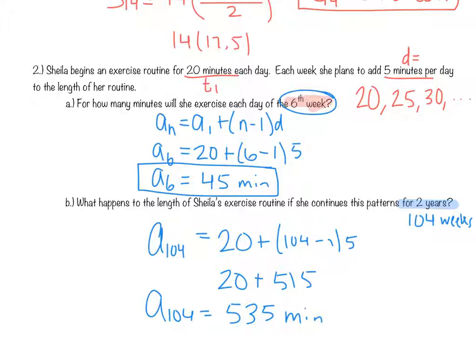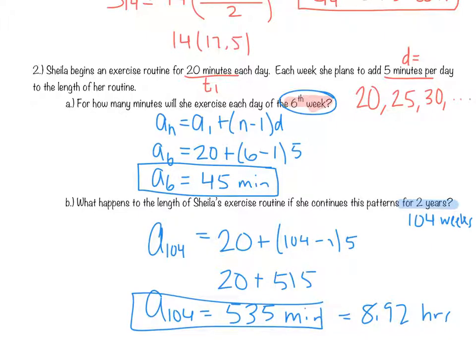Obviously, that's unrealistic. That's an excessive amount of working out. If you're curious, if we divide by 60 minutes, that's 8.92 hours per day. But that's how you would figure that out. So that's it for sequences. Please let me know if you have any questions, and I'd be glad to help.